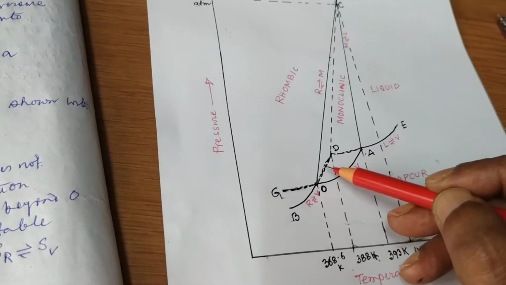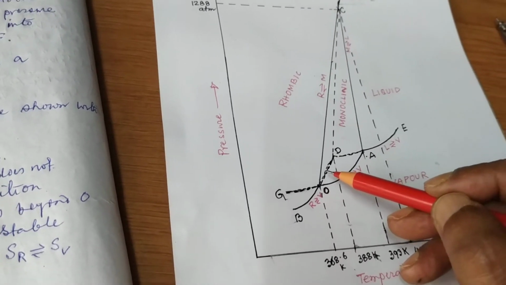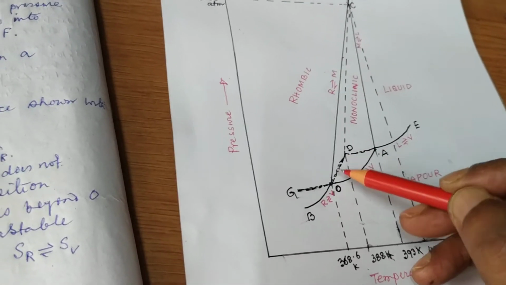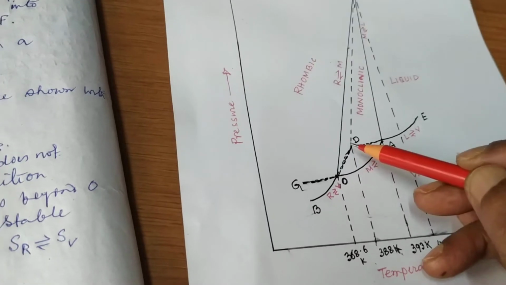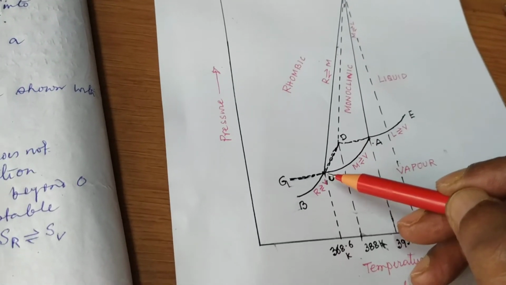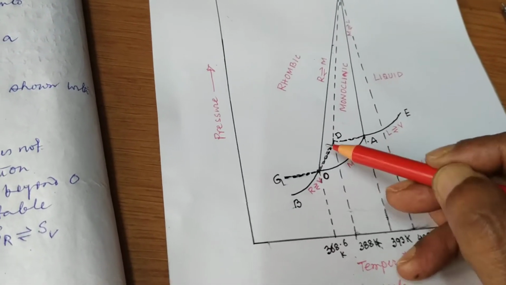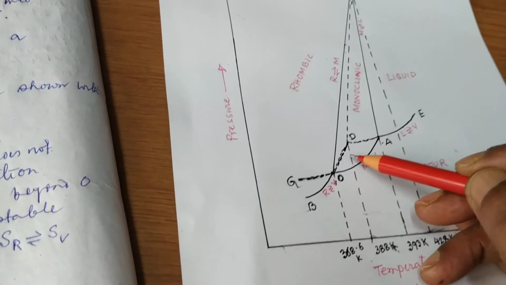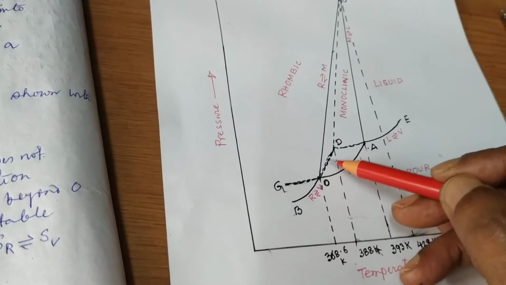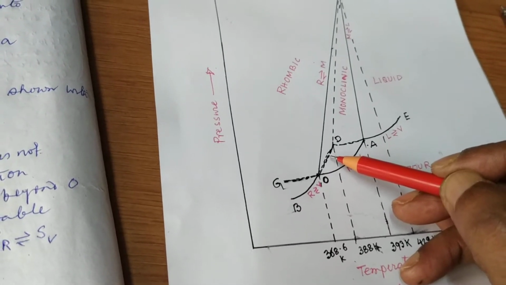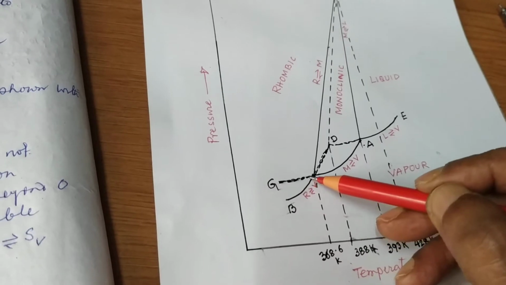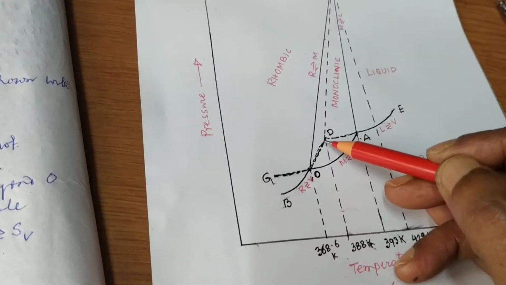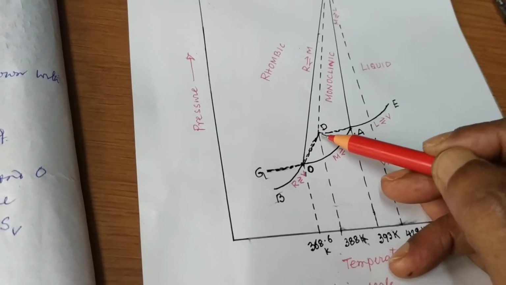This is the metastable sublimation curve of SR, rhombic sulfur. Now, when heating is done rapidly, SR does not transform to SM above this transition temperature. The curve BO extends beyond O till it reaches a point D.